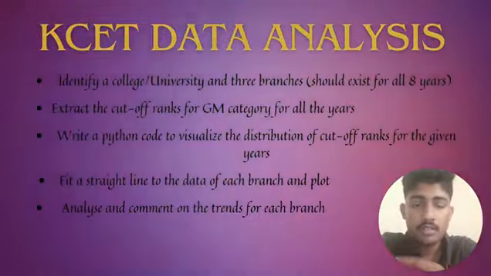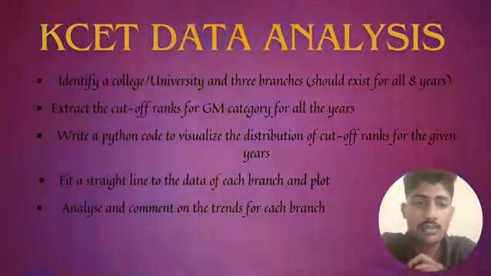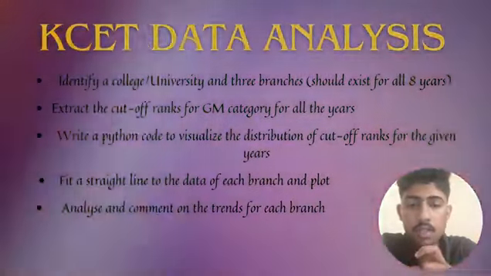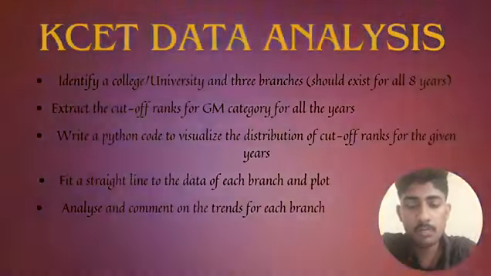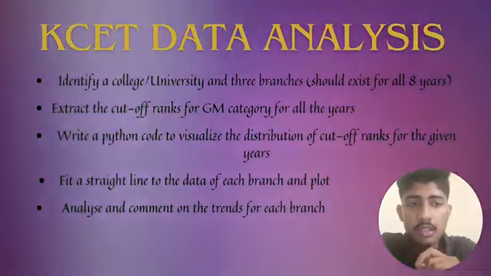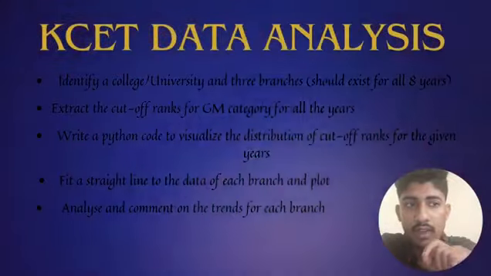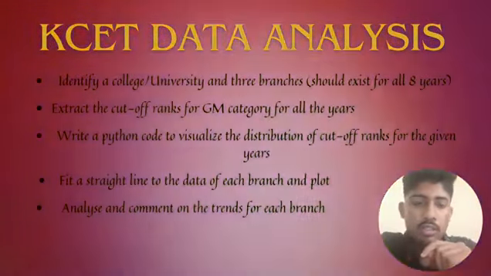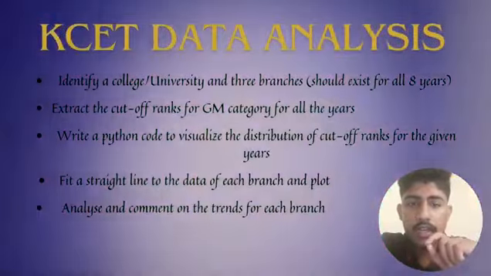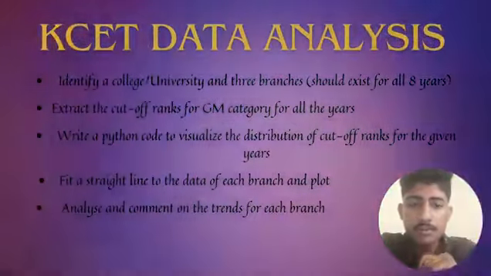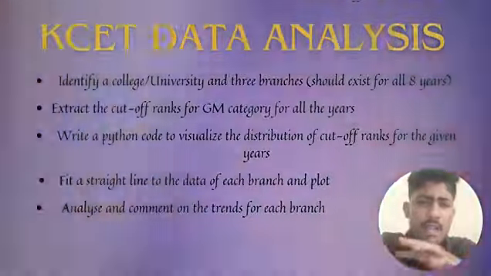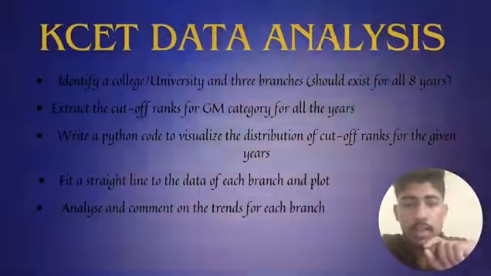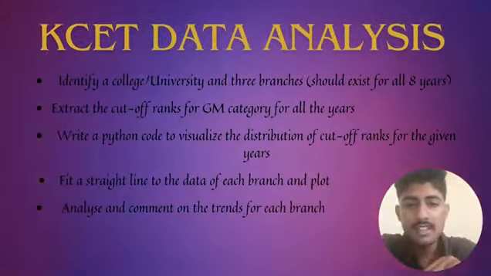Next, extract the cutoff ranks for the general merit category for all the years. The years we have chosen are from 2016 to 2023. Next, we'll write a Python code to visualize the distribution of cutoff ranks for the given years. Then we'll fit a straight line to the data of each branch and plot. The final step after doing all these things, we'll analyze and comment on the trends of each branch. Okay, so let's start.